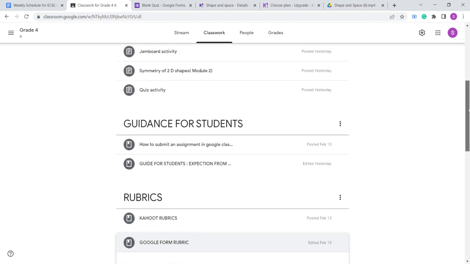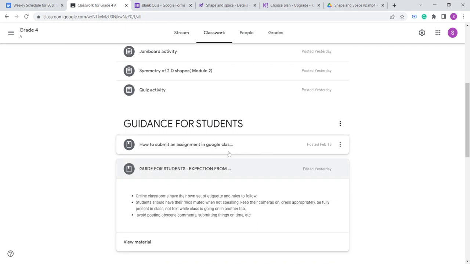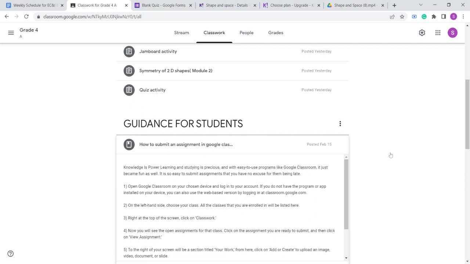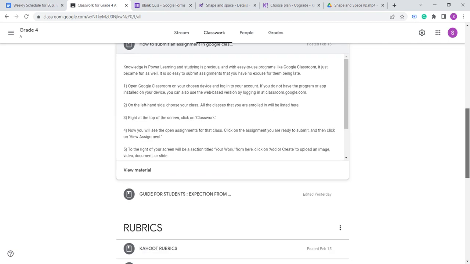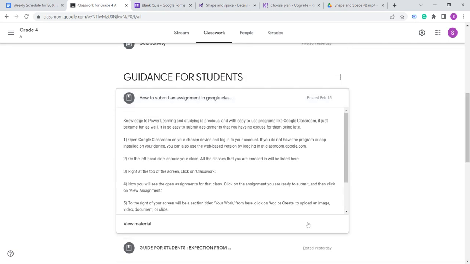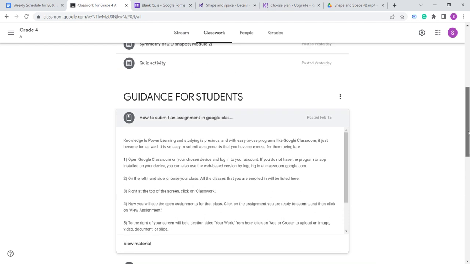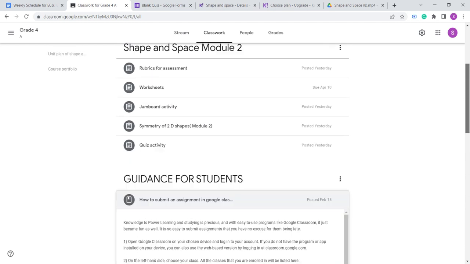Okay, this is the guidance for the students, and how the students can follow the lesson plan, and how the students can submit their assignments on the Google Classroom. This is all the information that I provide for my first lesson plan.